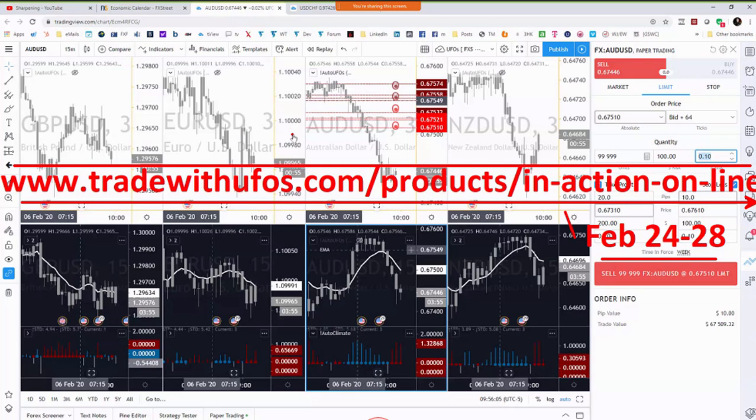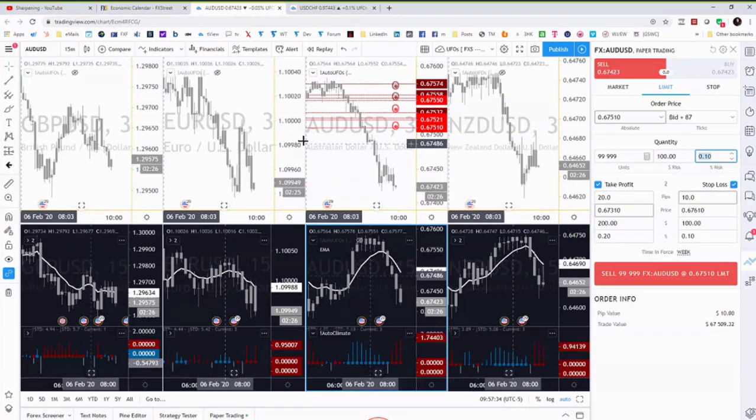Is it possible to take a look at gold? Yes. You mean, for example, XAU USD? Okay. You mean that market, right? Yeah, very good.